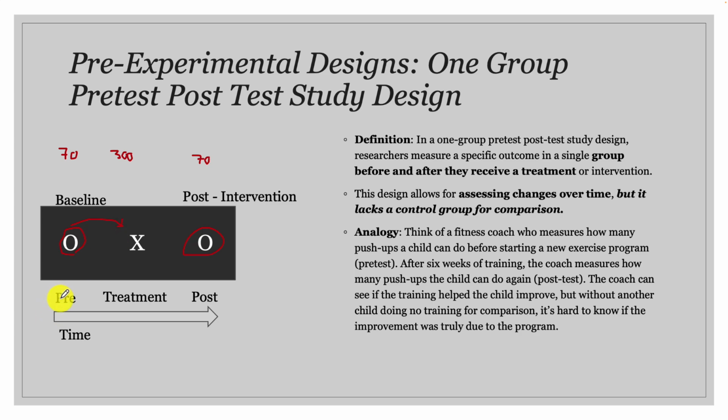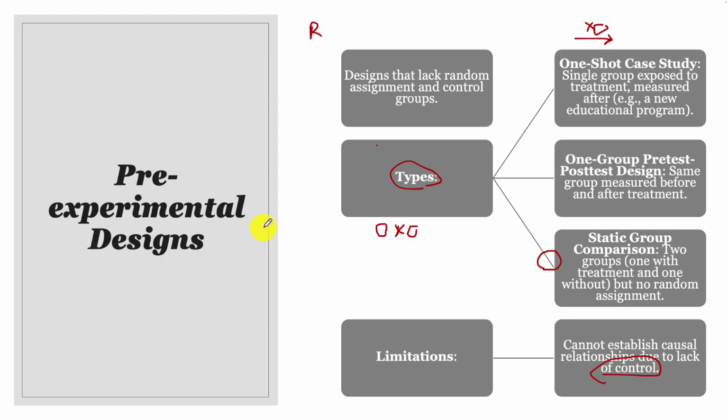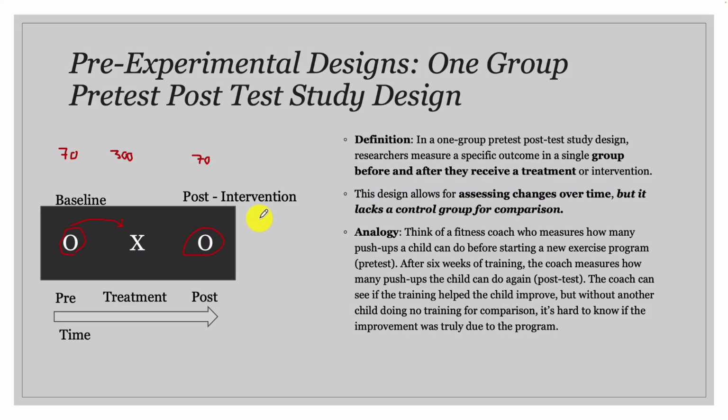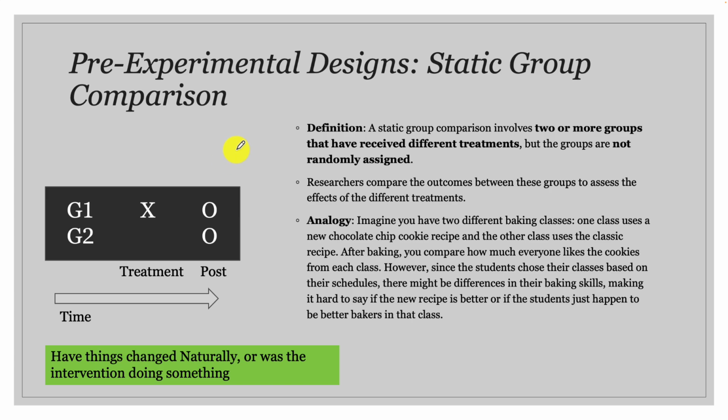So I have my pre, my treatment, and my post. So this is a little bit stronger. But again, I'm not comparing it to anybody. I'm doing a within-group measurement. Okay, but again, it's stronger than the one-shot case study. And then we have our last one here, and this is, of course, the static group method. The static group design involves 2 groups, one that receives an intervention and one that does not.